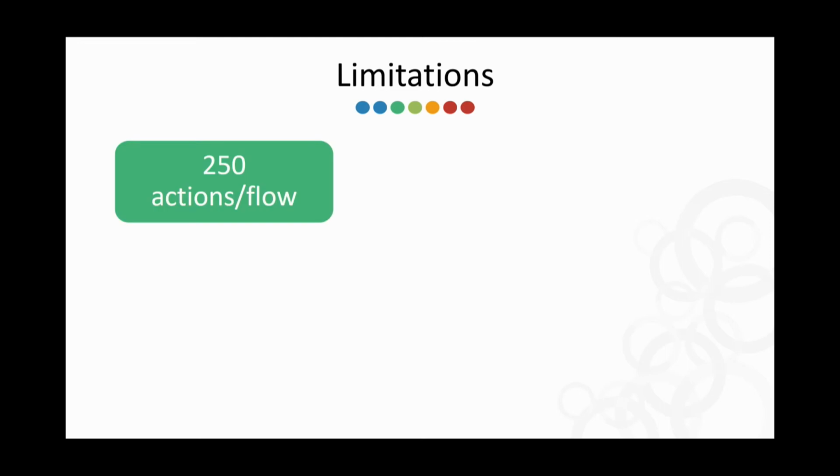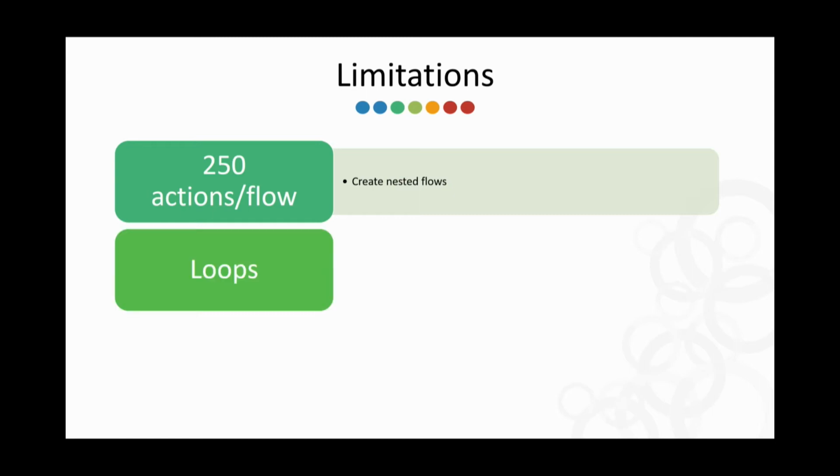Another limitation, you can only have 250 actions in a flow. A workaround, you can create nested flows. A flow can call another flow. That is the good practice. Okay, we'll see that later. Also, when you make a do until, you can have loops in Flow, like the do until, there are only 5,000 iterations maximum. After 5,000, you get an exception.